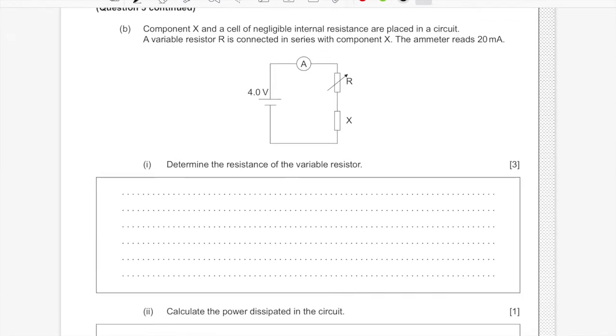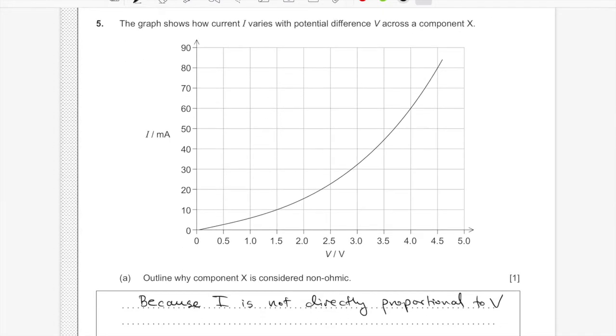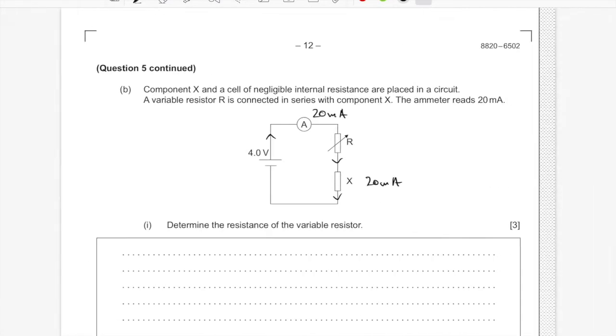Okay, next one. So here we have X in series with a variable resistor, and we need to find the resistance. We know 20 milliamps is flowing through the whole circuit, so that means we have 20 milliamps flowing through everything, including X, and we can therefore go back to the graph and look up the potential difference across X given that current, and that looks like it's around 2.3 volts.